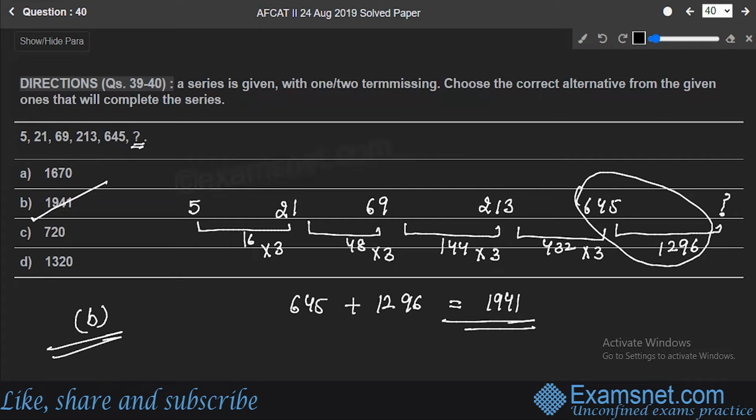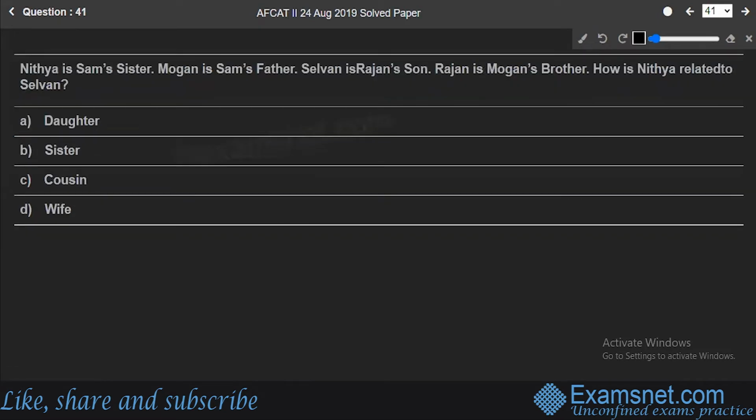Let's move next. Here's question number 41. Nitya is Sam's sister. Morgan is Sam's father. Selvan is Rajan's son. Rajan is Morgan's brother. How's Nitya related to Selvan? So let's see. First of all, let's write down the names. Here's Nitya, Sam, Morgan, Selvan, and then we have Rajan.